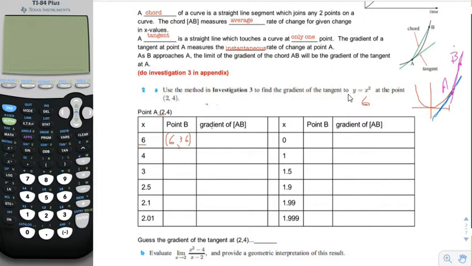And then we're going to look at what is the gradient of AB? Well, the rise over the run would be the point B, 36, y, minus 4, which is the y of the A point. And then we're going to divide that by 6 minus 2, right? So that's basically going to give us 32 divided by 4, which is 8. So that would be 8.